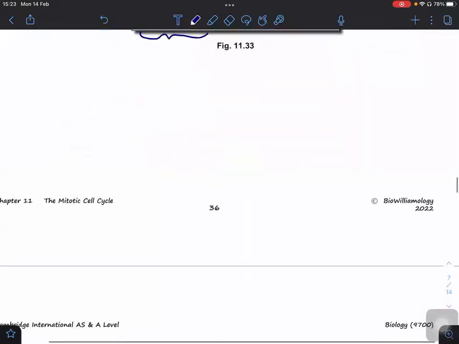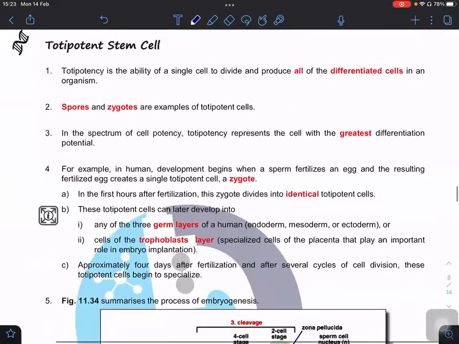Okay, so we go through a quick one. Totipotent stem cells have the ability to divide and produce all of the differentiated cells. For example, the spore and the zygote are totipotent cells, so they have the greatest differentiation potential. For example, the zygote: in the first hour of fertilization, the zygote divides into identical totipotent cells. These totipotent cells will develop into the germ layer.